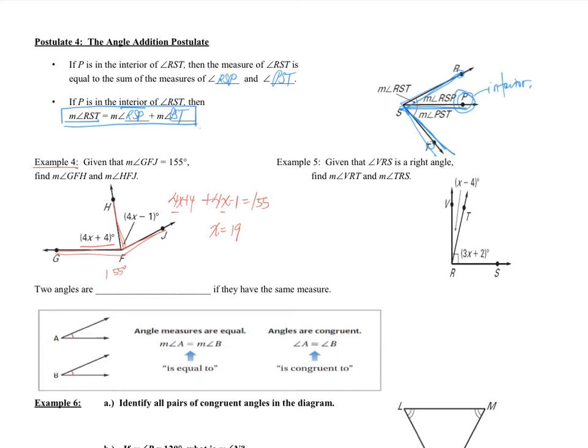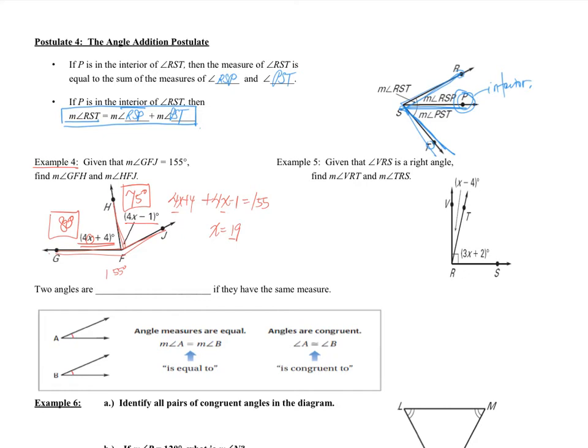And then we're not done yet. We need to substitute 19 back in for x into this expression to find the degree. So 4 times 19 plus 4 should be 80 degrees. And 4 times 19 minus 1 should be 75 degrees. These will be your answers.